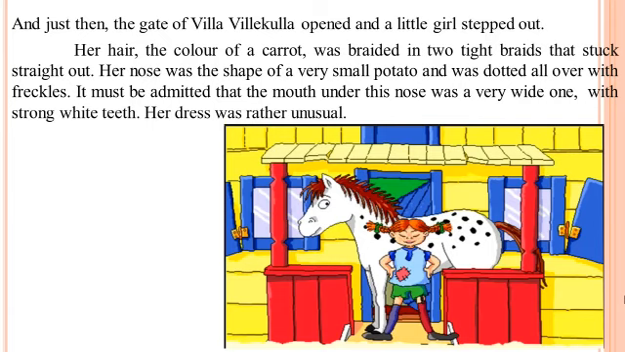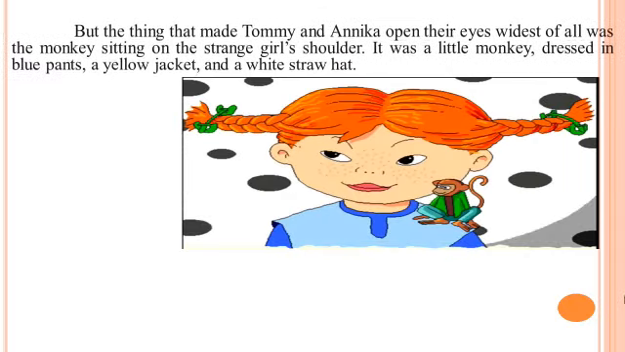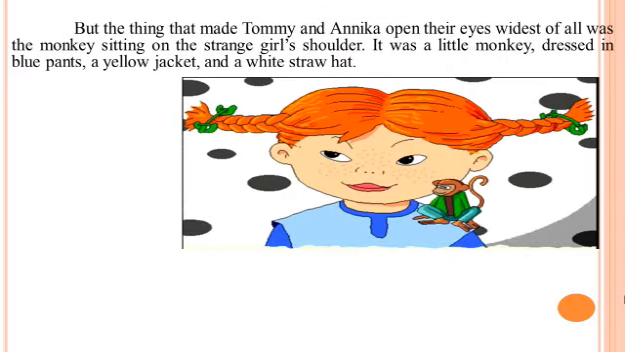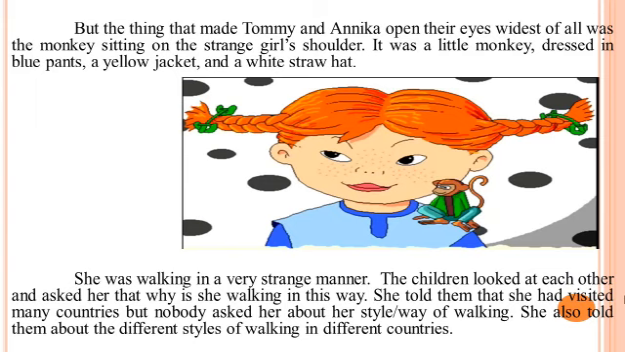Her dress was rather unusual. But the thing that made Tommy and Annika open their eyes widest of all was the monkey sitting on the strange girl's shoulder. It was a little monkey dressed in blue pants, a yellow jacket, and a white straw hat. She was walking in a very strange manner.